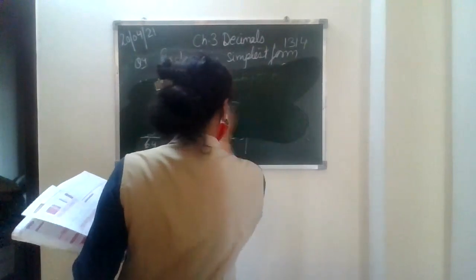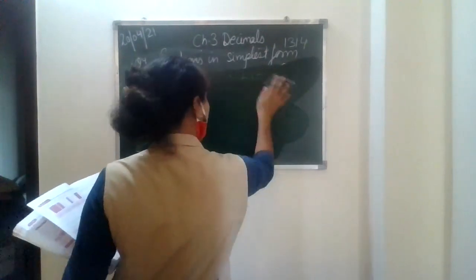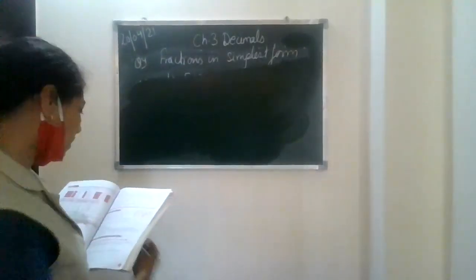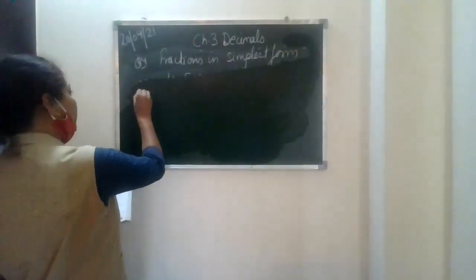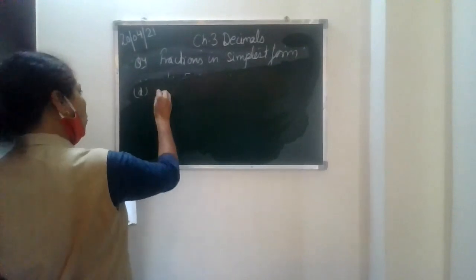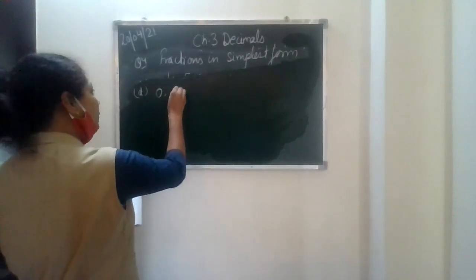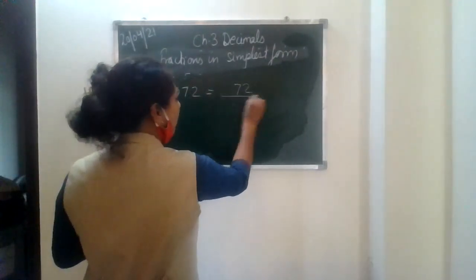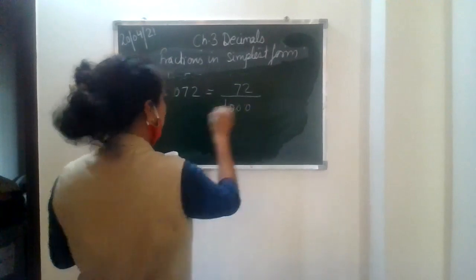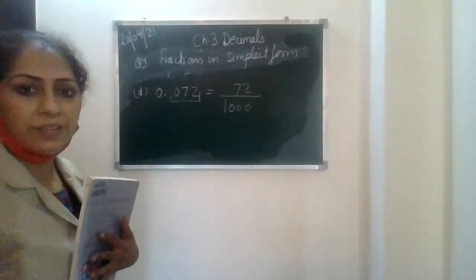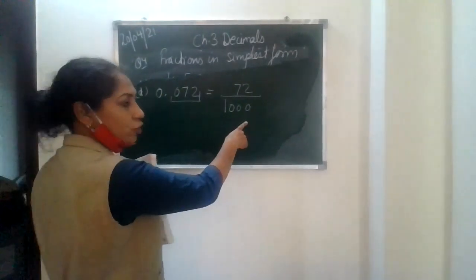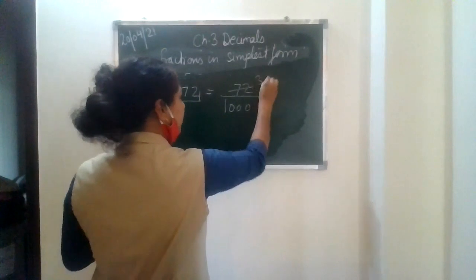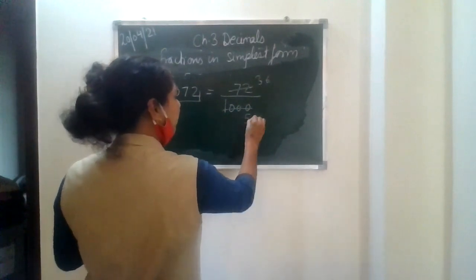Now, the next part of this question, I'm going to do with you. Here we go, D part. This is 0.072. How are we going to write it? 72 upon 1000. Because the decimal is before 3 places, I set the denominator accordingly. Now we are going to divide it by 2. This is 36 upon 500.